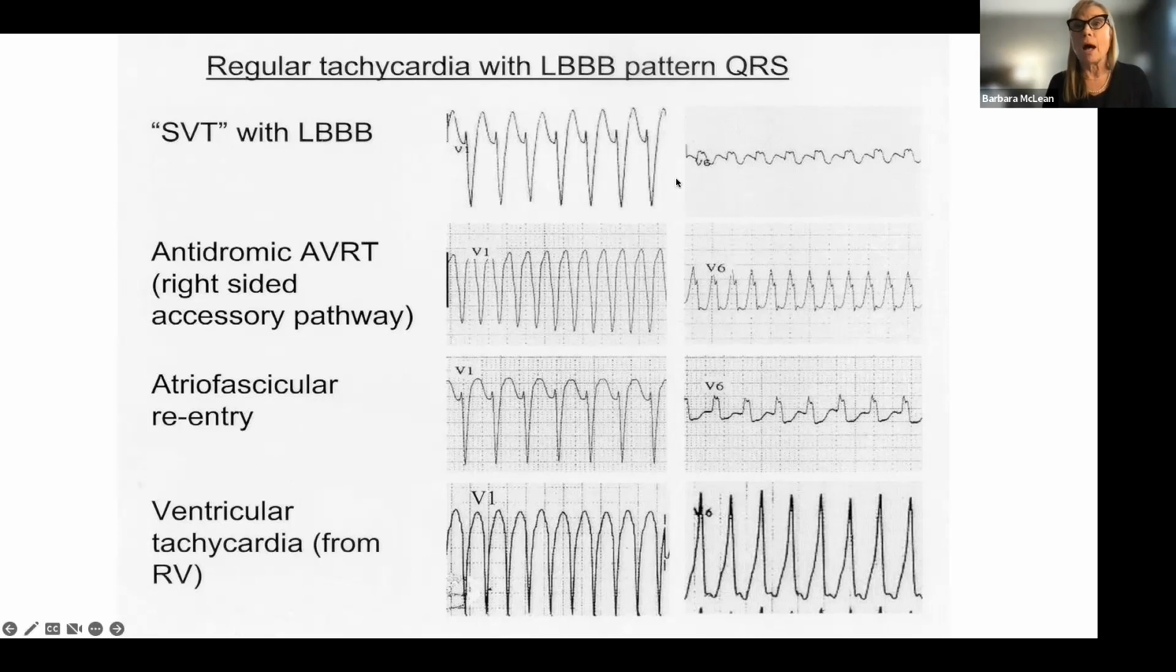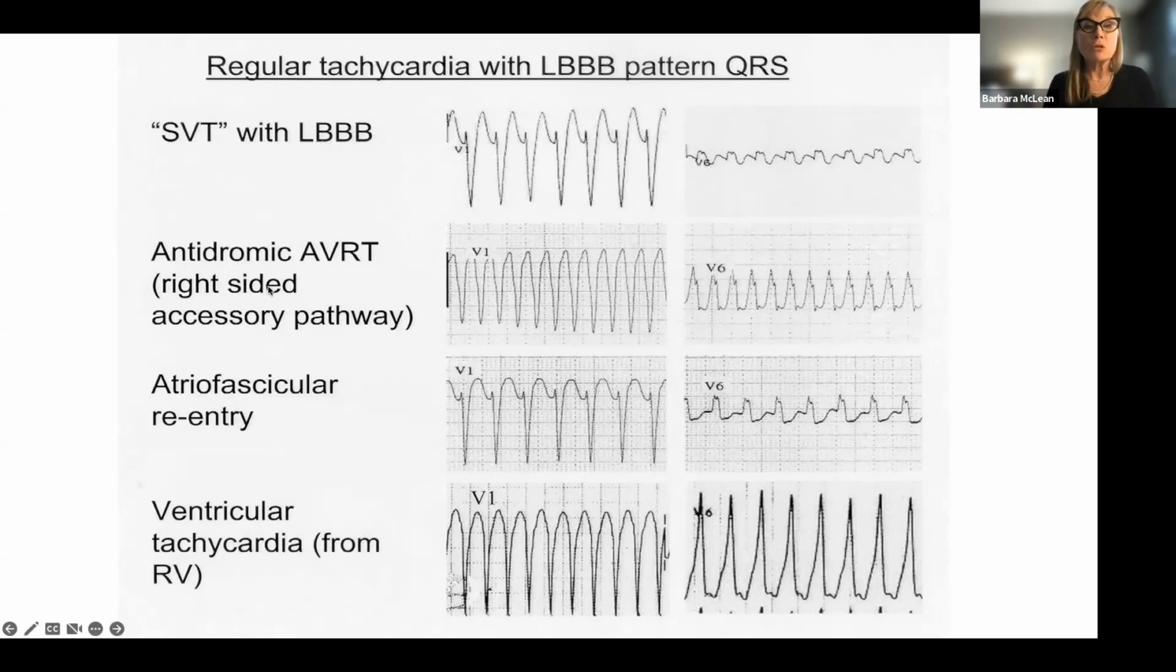It's regular. It's wide. But when I look at V1 and V6, I can see that this is a left bundle branch block pattern. So my first thought is it's SVT with left bundle branch block, and I'm going to focus on the SVT. Now, amiodarone treats VT and SVT, so that's a really great agent. It just may not be so great if there's an accessory pathway, but I'm going to use amiodarone as my first therapy. And if I have to shock the patient, I'm always going to cardiovert because I don't really know whether it's SVT or VT.